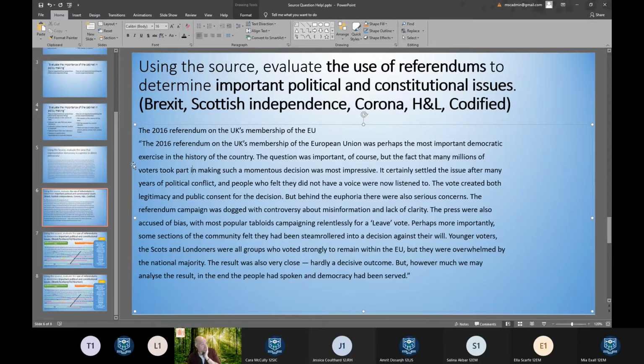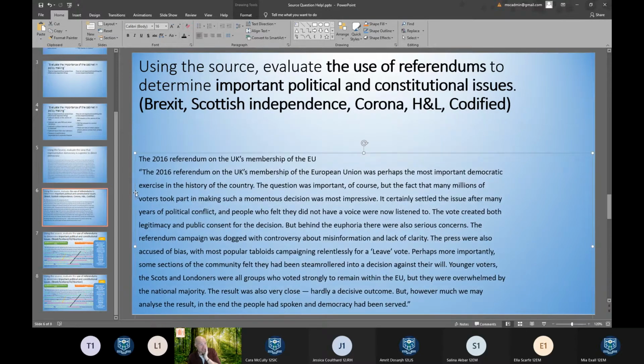The second thing I'm going to do, and I think this is good for any essay, is to think about what the two sides of the argument are. It's normally going to be a yes and a no, but what is the yes and the no? So using the source, evaluate the use of referendums to determine political and constitutional issues. My yes is going to be, yes, referendums are good, useful to make these decisions. And my no is going to be, no, these aren't really good ways of making important political and constitutional decisions.